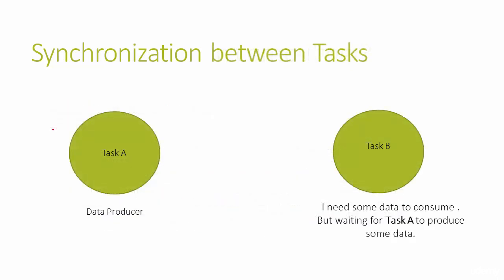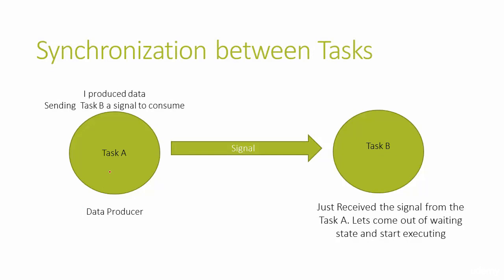So let's take an example of two tasks. One is task A, which, let's say, produces some data, and task B always wants some data but is waiting for task A to produce it. So this is a data producer and this is a data consumer, waiting for task A to produce some data. Whenever task A, the data producer, produces the data, it sends a signal to task B to consume it. When task B receives that signal, it comes to know that task A has some data, and then it comes out of its waiting state and starts consuming the data.